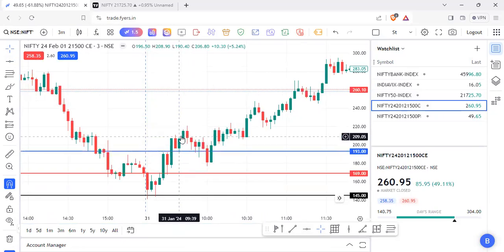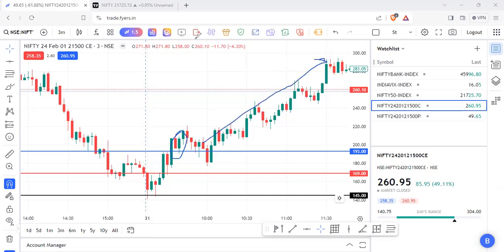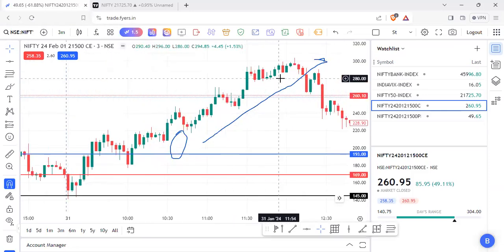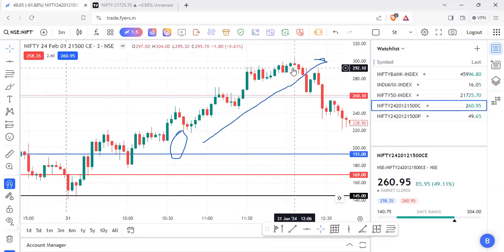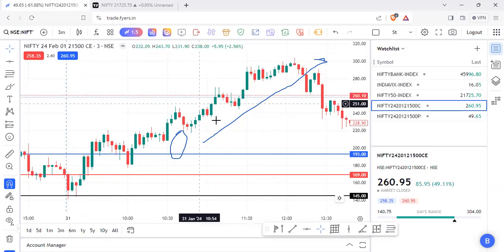So here you can see it touched 193. You are in the trade. The stop was 169. From 193, it moved up to 293, in fact 295. In fact, the high of the day is 304. So you are entering at 193 and the rally in your pocket is around 304, which is somewhere around 100 points in your pocket. So this is how the market balances itself.